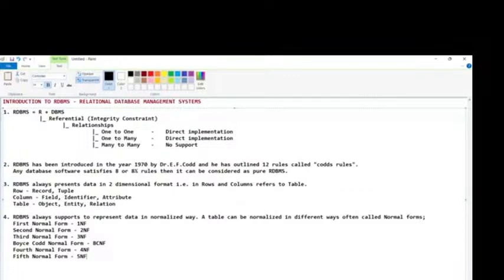Every normal form is connected by some set of rules again. 1NF is connected by rules, 2NF is connected by rules, 3NF is connected by rules, BCNF is connected by some rules, fourth normal form is connected by some rules, fifth normal form is also connected by some rules.